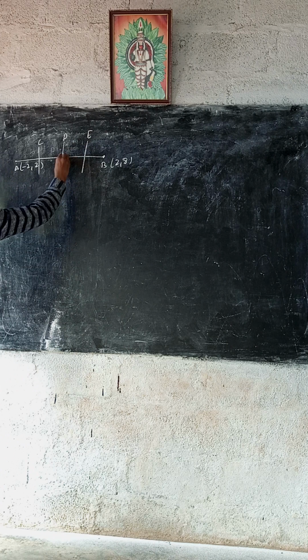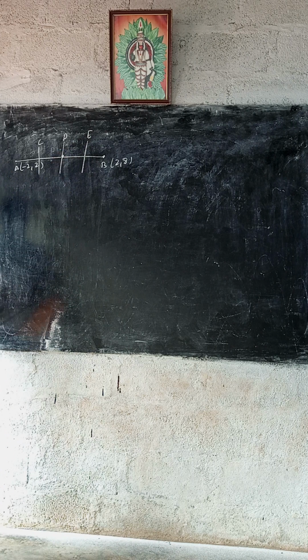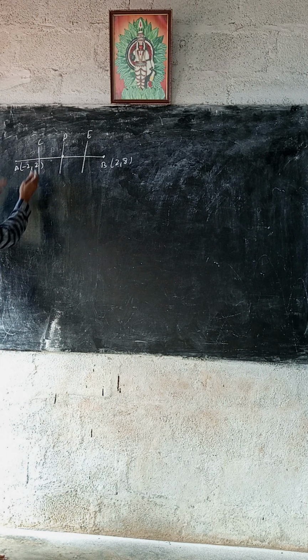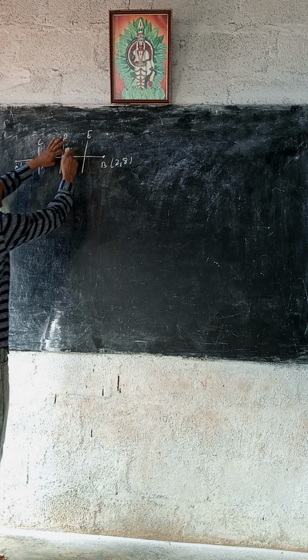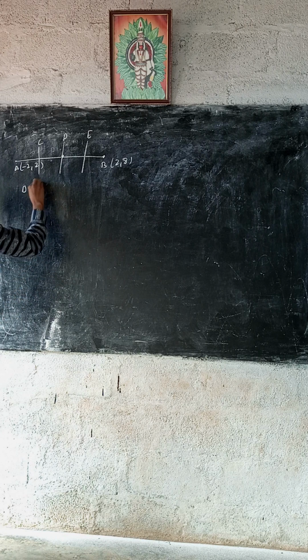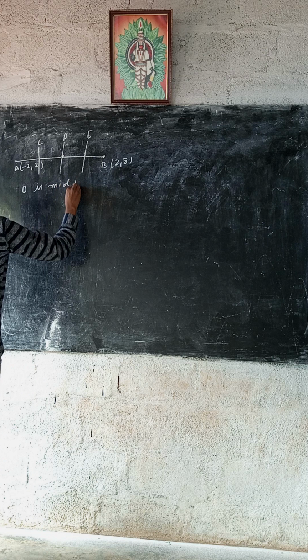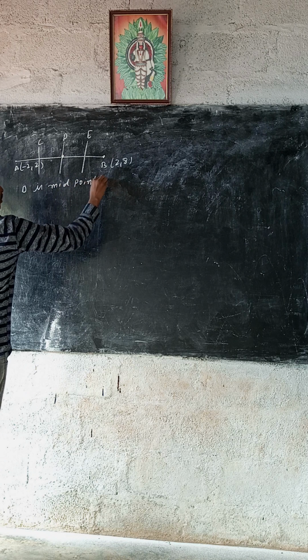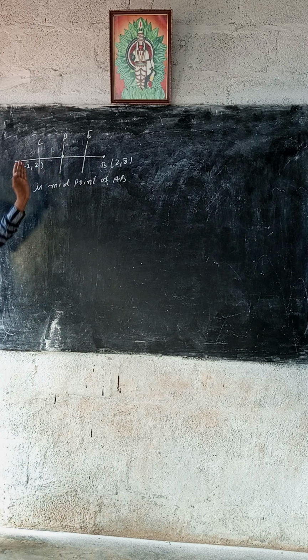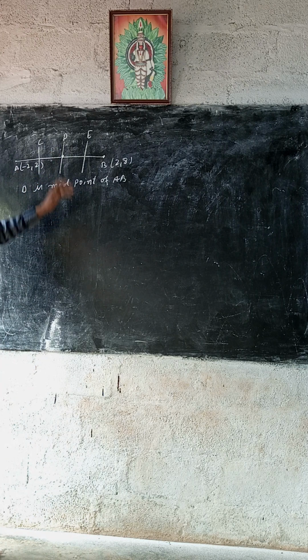So we find the D point first. Why? Because D is the midpoint of AB. On this side there are 2 parts, and on this side also 2 parts. So D is the midpoint of AB, because all are equal parts.